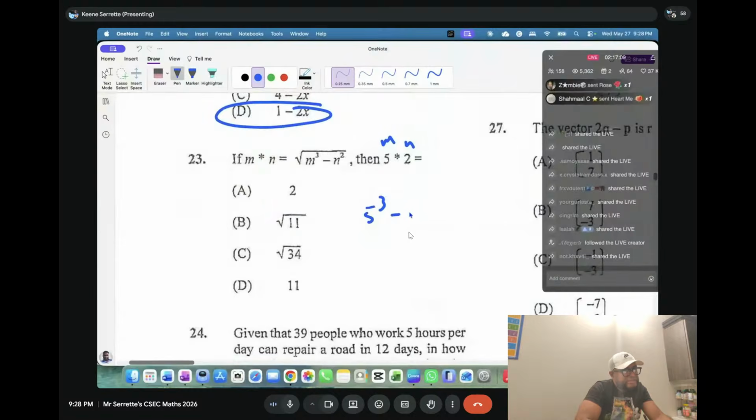5 cubed minus 2 squared, square root of what? 125 minus 4 is 121. Square root of 121.